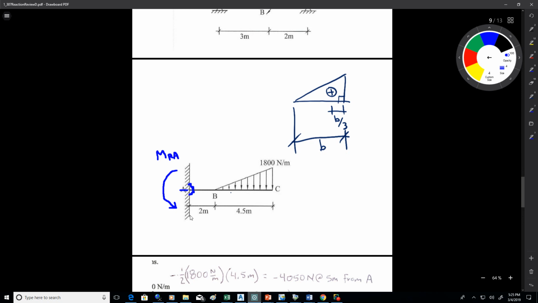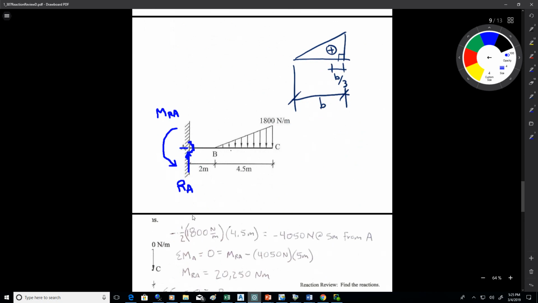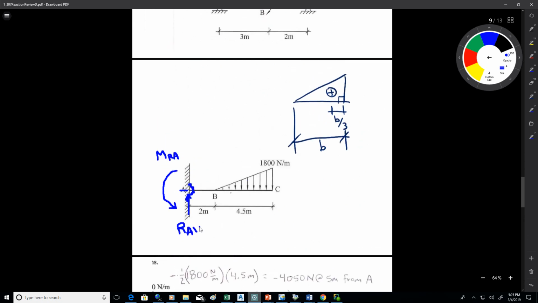All right, and then you've got the upward reaction at A. So we'll call that RA. And then we also have a possibility for RAX. But when I notice that there's no X applied forces, I know that that'll just be 0. So I'll just deal with RA there, okay? And I'll call it RAY, I guess, just to be consistent here.